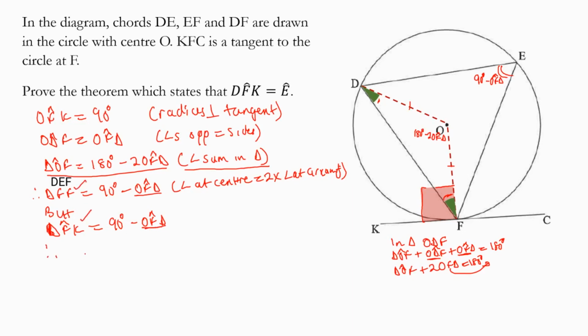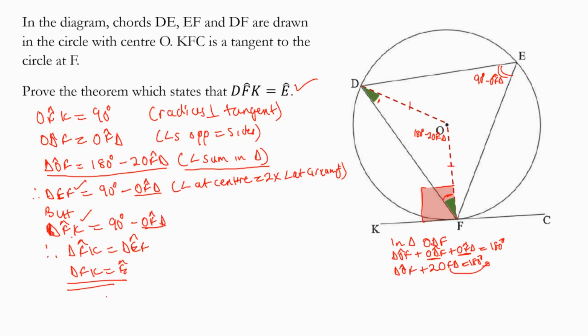So you can say therefore angle DFK is equal to, no, this is DEF, not DFK, this is DEF, sorry for that. So angle DFK is equal to angle DEF. Okay, this is angle DEF, and then we prove that angle DFK is equal to angle E, because angle DEF is angle E.